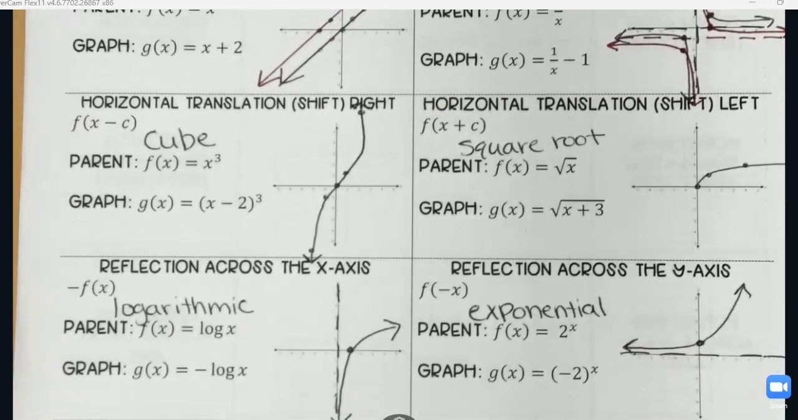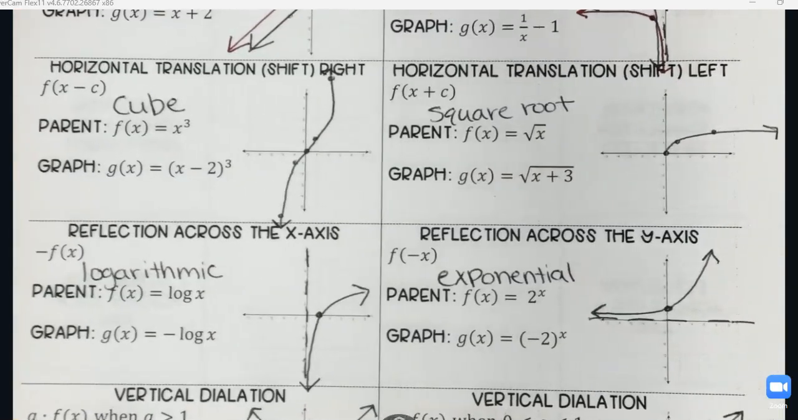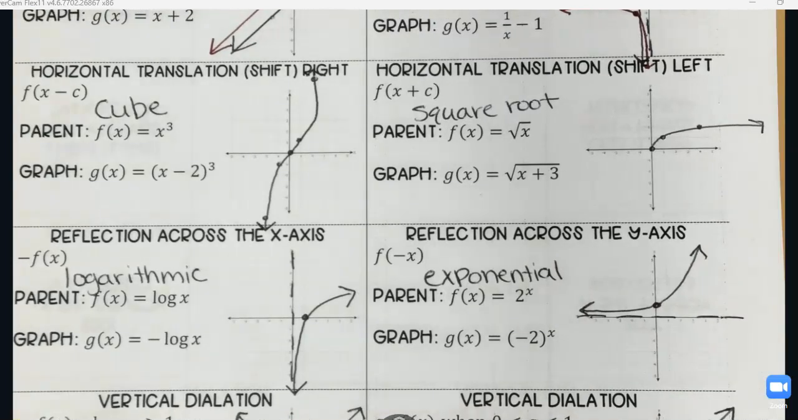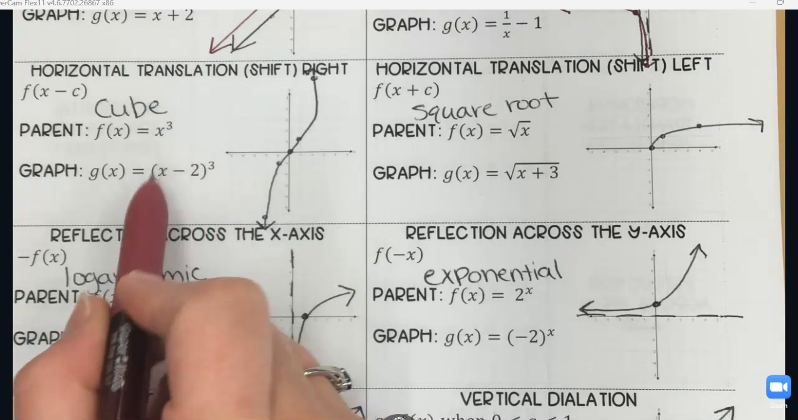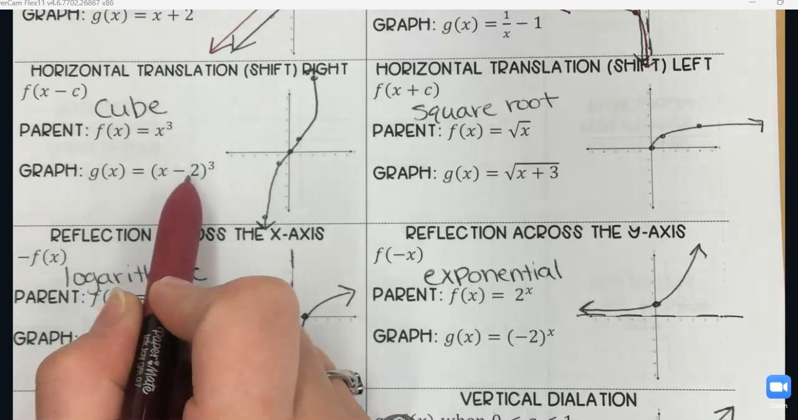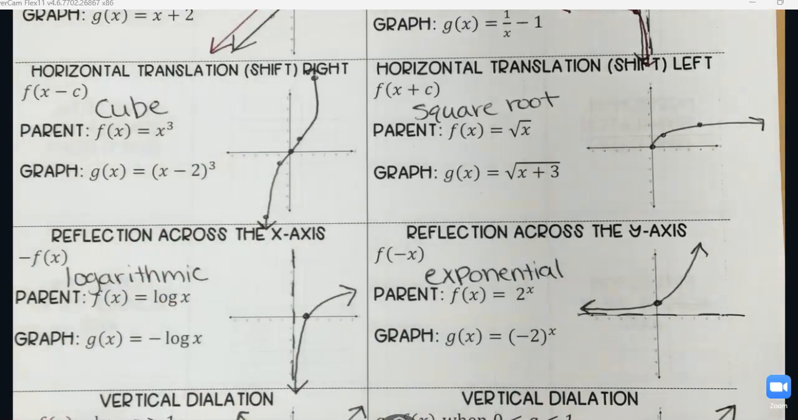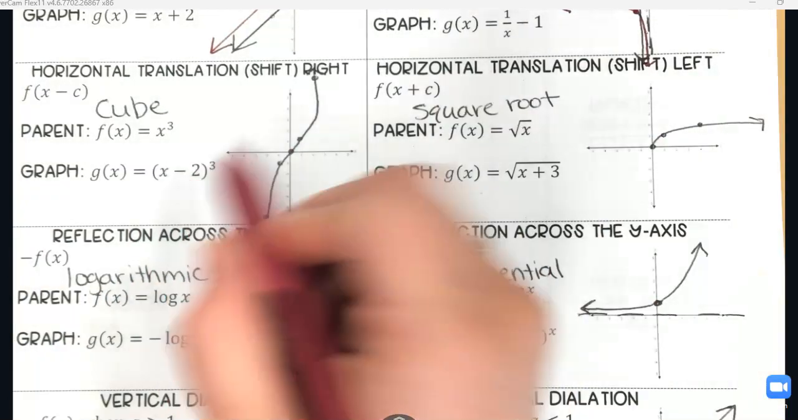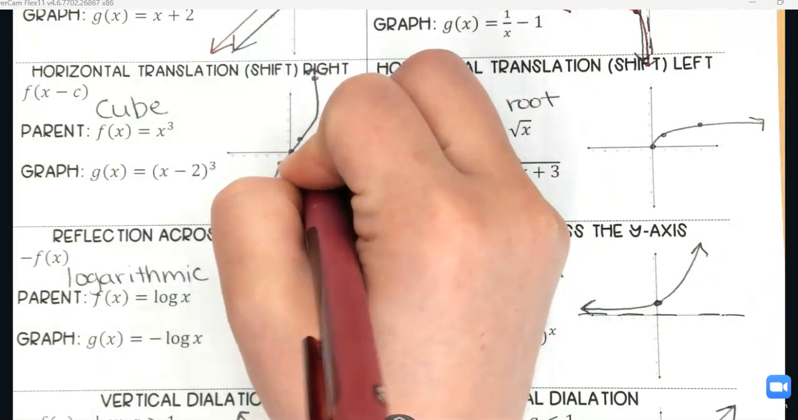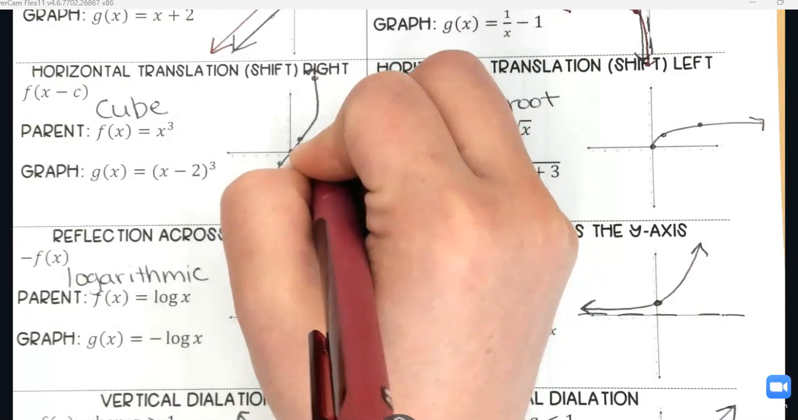All right, moving on. If we are adding or subtracting inside of our parentheses, inside our absolute value, inside of our radical, that is going to be a horizontal shift, left or right. When you're subtracting a number, like here I have x minus 2 in the parentheses to the third power, that means I'm going to shift everything to the right 2 units. So that is going to change my x values only.